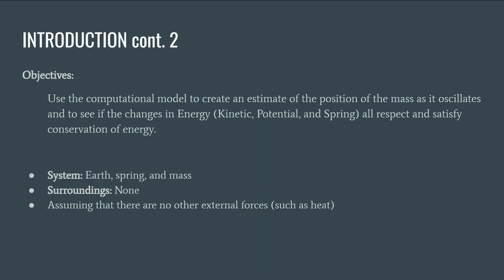The objective of this experiment is to create a computational model that creates an estimation for the energy and positions of the mass as it moves from the spring, and to see if this all respects the conservation of energy. Here we will make the system the Earth, spring, and mass to make the math a little easier, and to note that nothing is in our surroundings. It's worth noting that there is an assumption for this lab that does not account for heat.